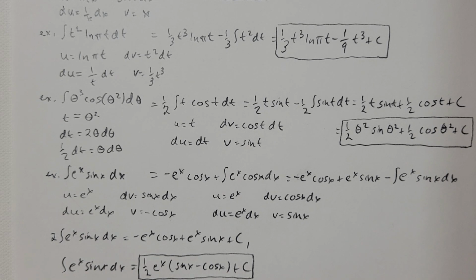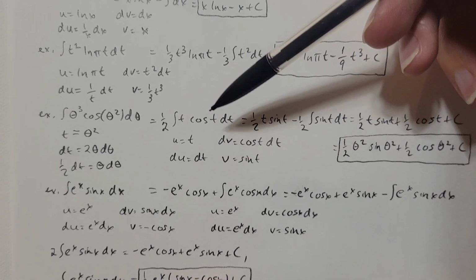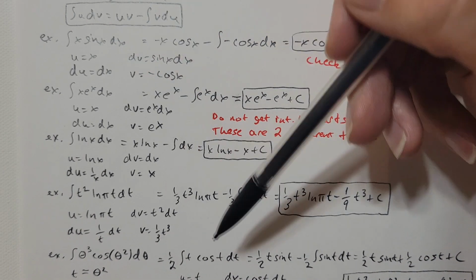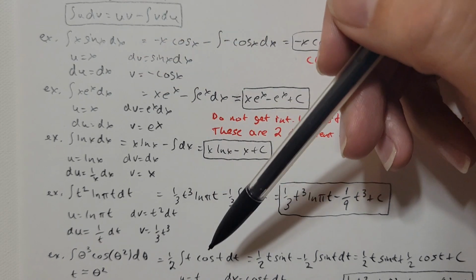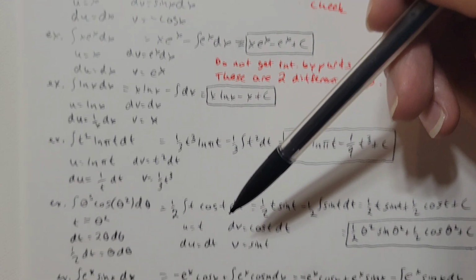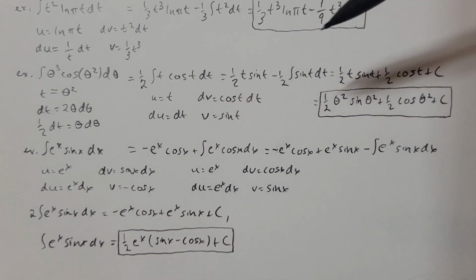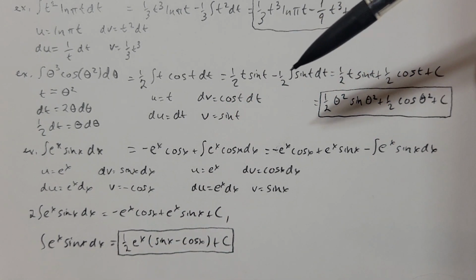1/2 the integral for t times cosine t dt. Now that looks very similar to what we just did in our first example, just instead of a sine x, I've got a cosine t. Well, I'm going to use integration by parts. So u is t, dv is cosine t dt.